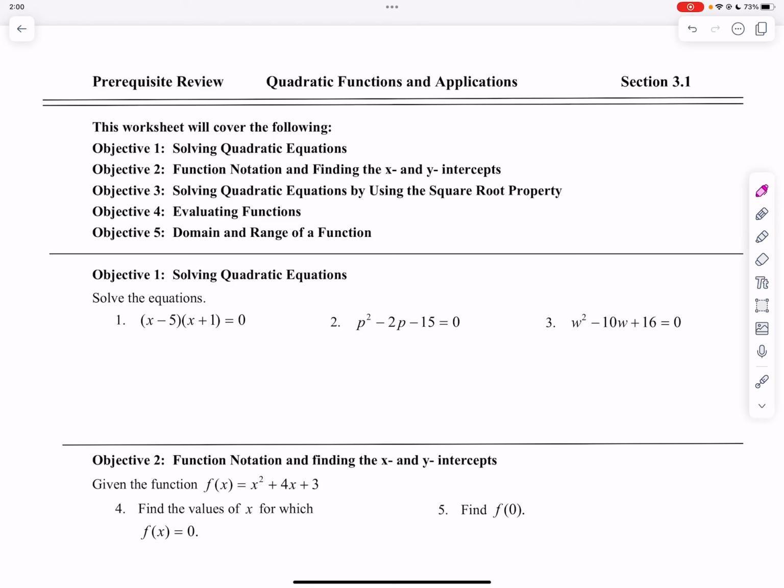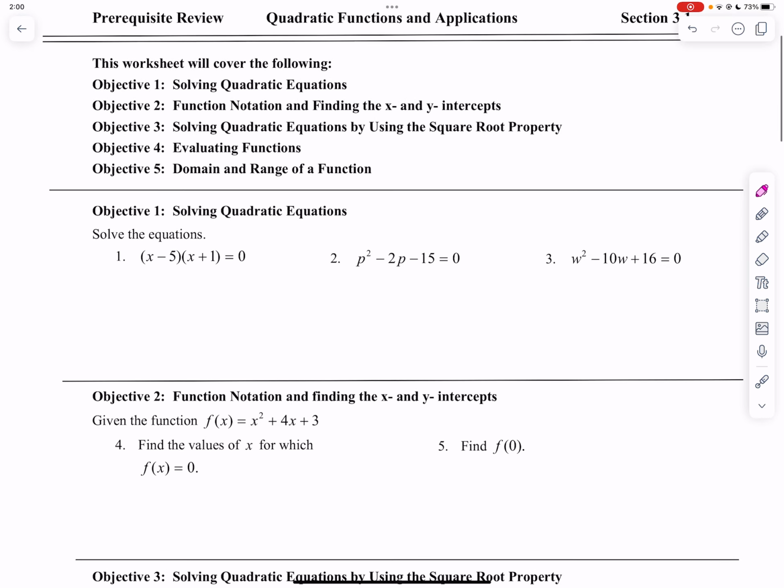This is the prerequisite review for Section 3.1, Quadratic Functions and Applications. This worksheet will cover 5 objectives, and we'll begin with objective number 1, solving quadratic equations.